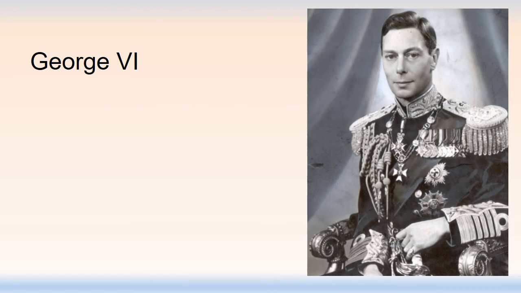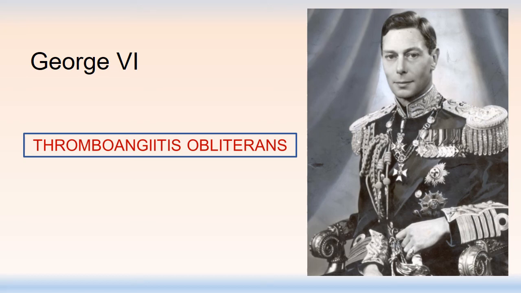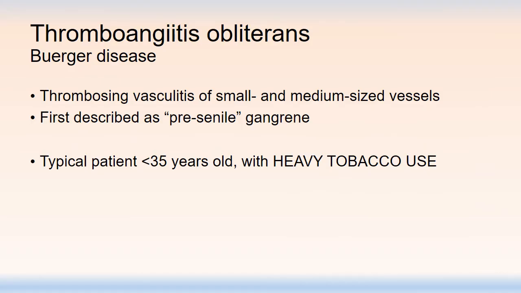George VI was diagnosed during his lifetime with thromboangiitis obliterans. Thromboangiitis obliterans is also called Buerger disease. This is where you have inflammatory thrombi in medium and small vessels that cause gangrenous and other ischemic and infarctive conditions. These patients tend to be younger adults, but they almost always have a heavy tobacco use history.